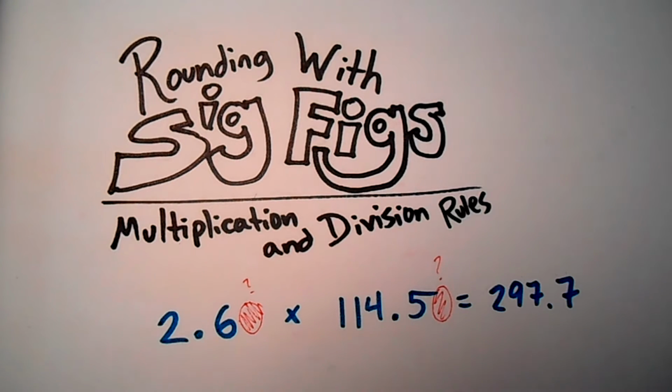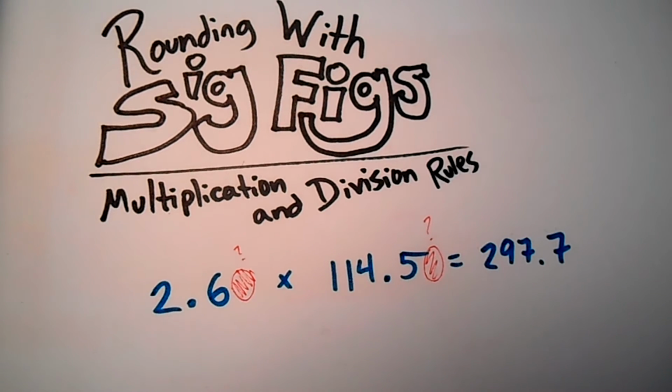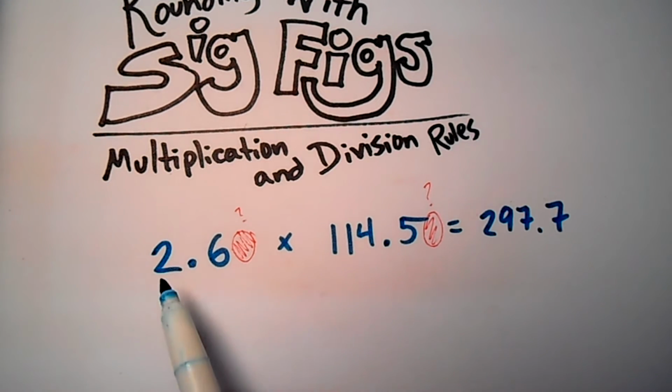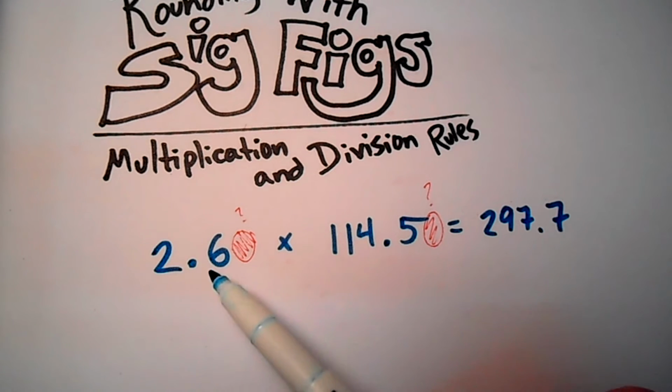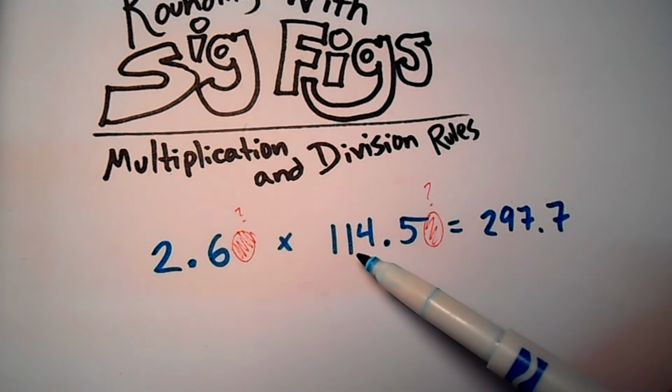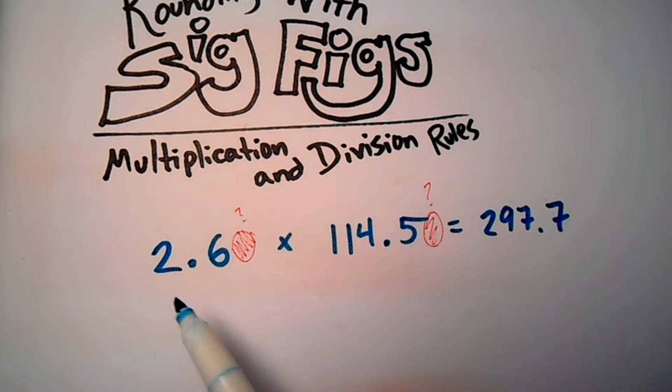Here is the rule. You will round your answer to the number of sig figs that matches whichever data number, whichever measured value, had the least number of sig figs. So with multiplication and division, it's all about the least number of sig figs, not the degree of precision of the measurements. In this case, it's 2.6. This only has 2 sig figs. Over here, this one has 4 sig figs. So my answer has to be rounded to 2 sig figs.